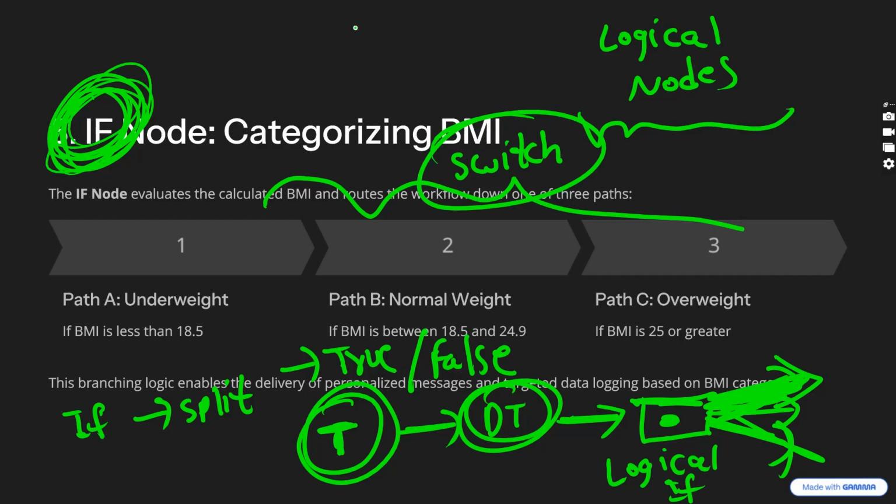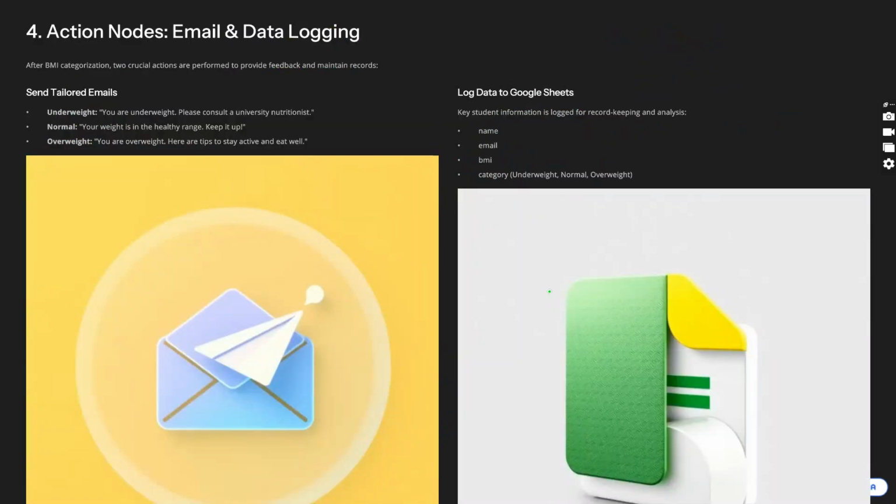But we also have different kinds of things like the wait node. What the wait node will do is take some time and wait for some time before proceeding to the next action. These are all called logical nodes, which are typically used in any particular N8N automation flow.